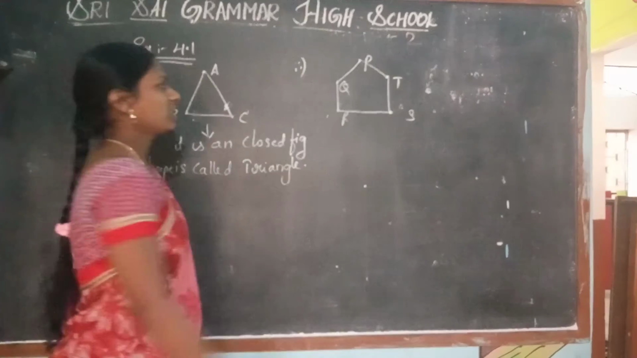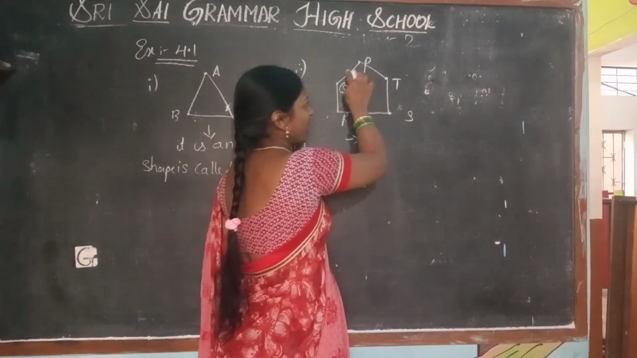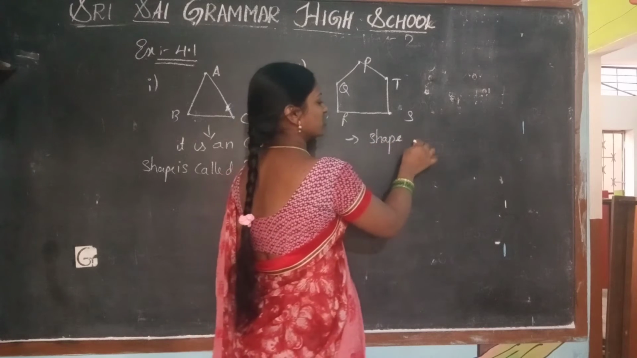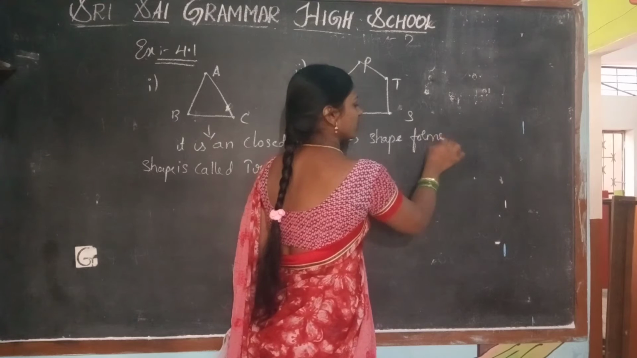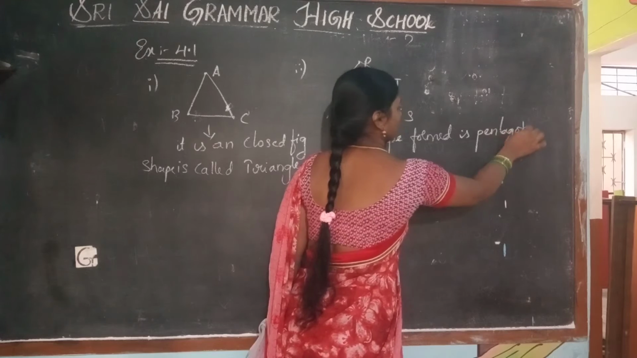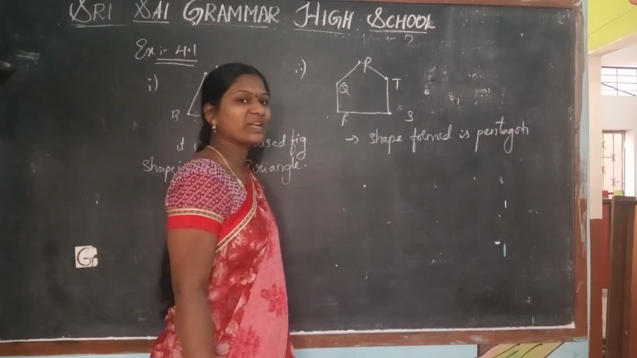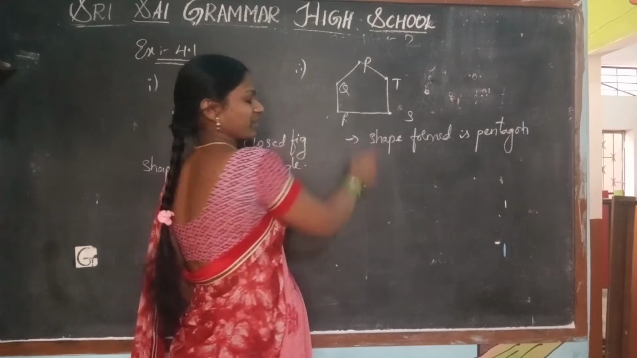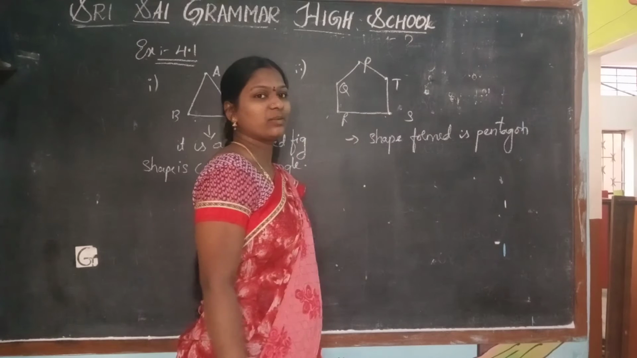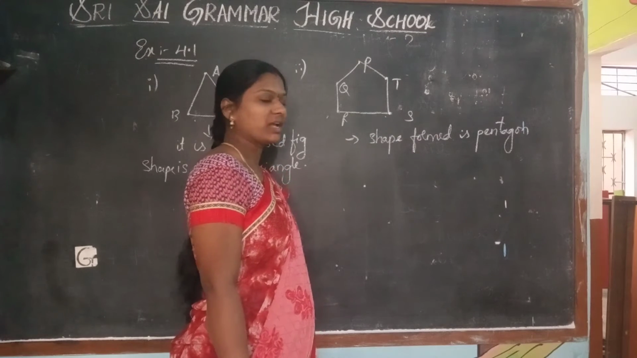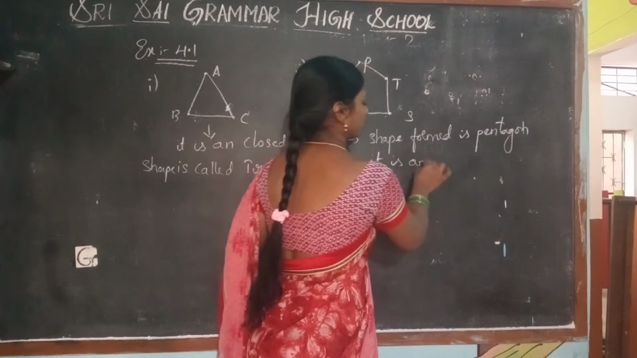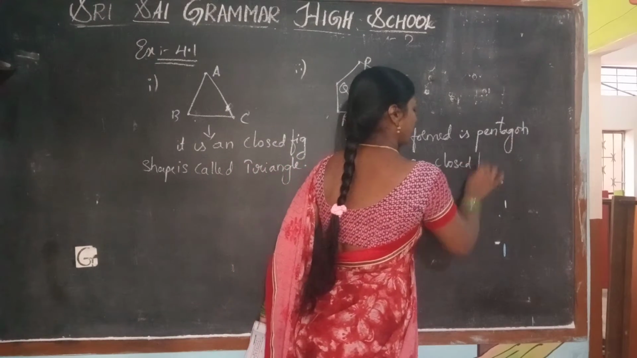And here the points are 1, 2, 3, 4, 5. After joining the points, the shape formed is called a pentagon. Now how many lines are present here? 1, 2, 3, 4, 5. 5 lines. So its end points are 1, 2, 3, 4, 5. How many end points are there? How many corners are there? 5. So it is also a closed figure.